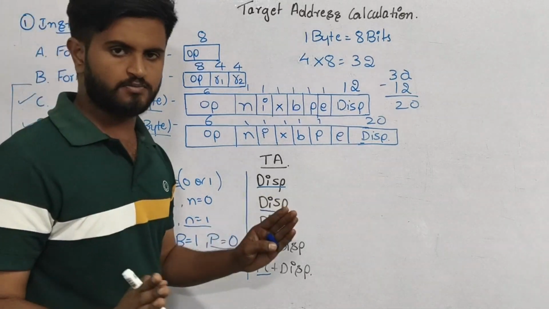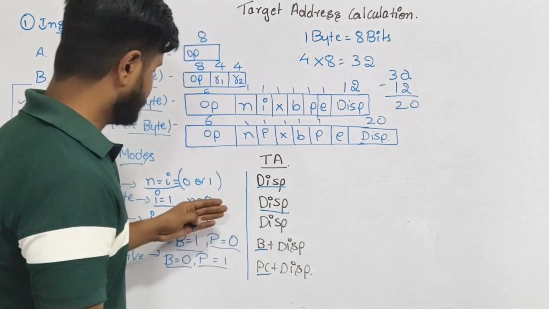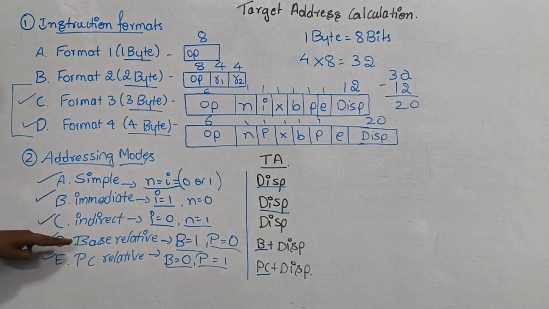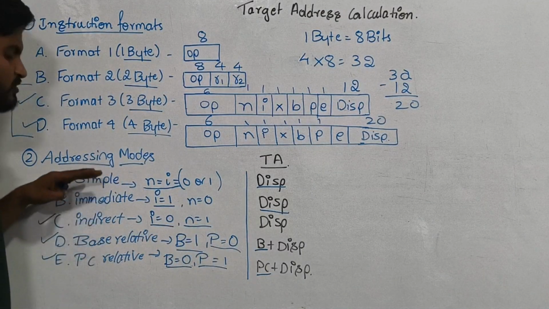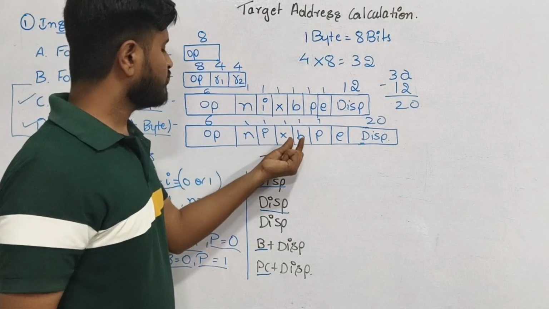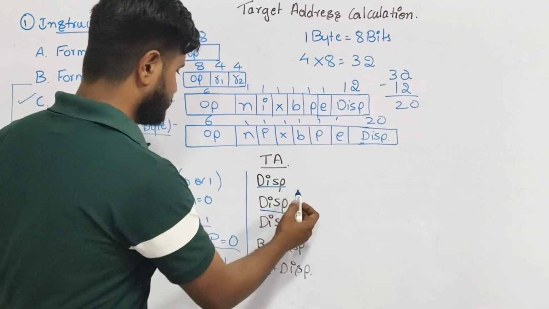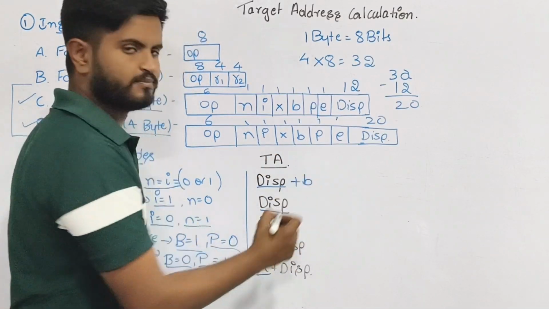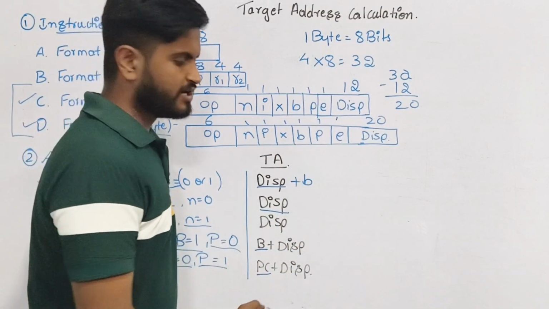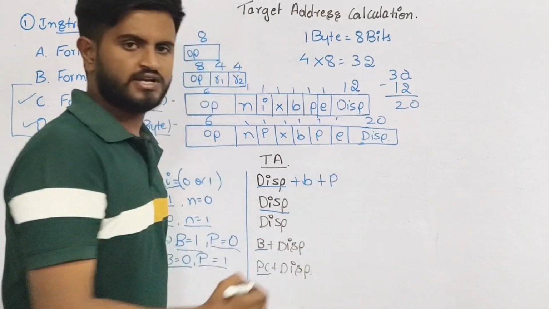One thing you must keep in mind: in any question, it may be immediate, indirect, base relative, program counter relative or simple. Wherever 1 is there, you will consider it. If the B value is 1, in simple mode you will add the base here. If the program counter value is 1, you will add the program counter here.